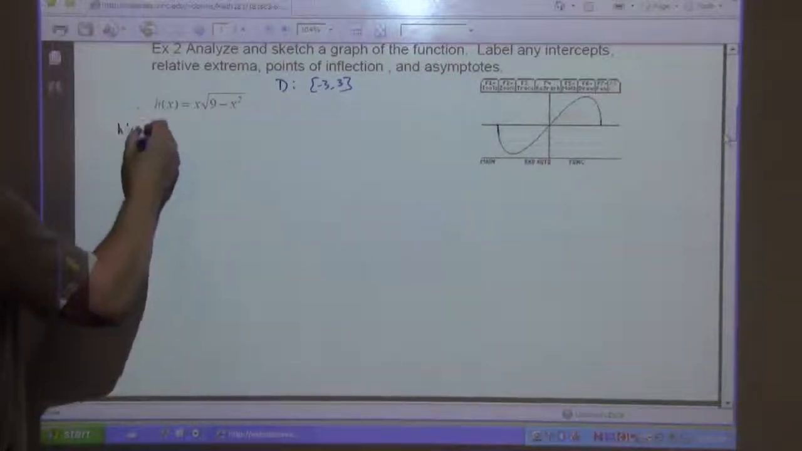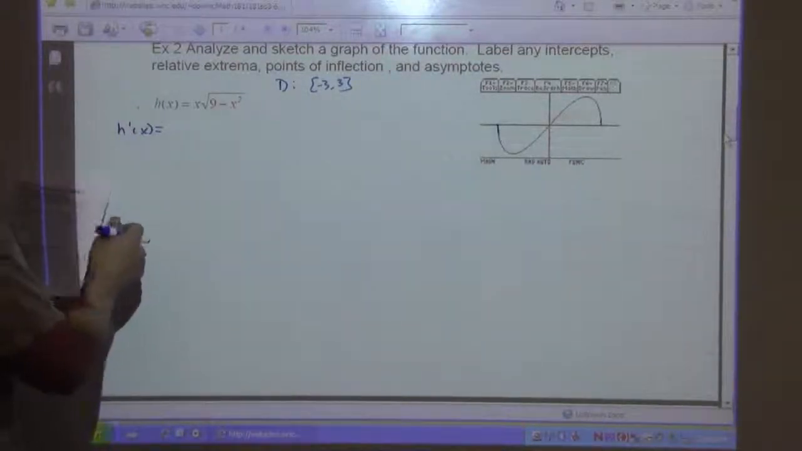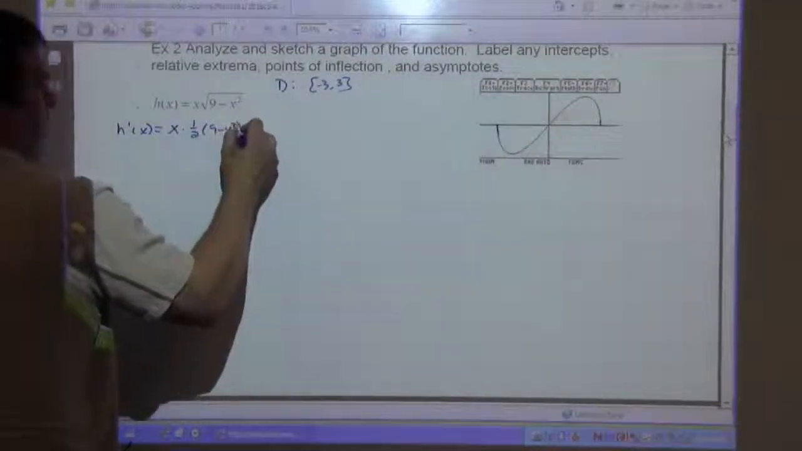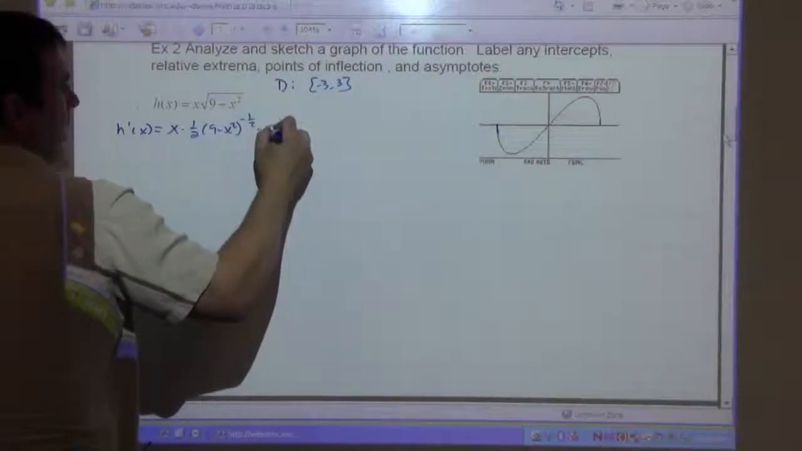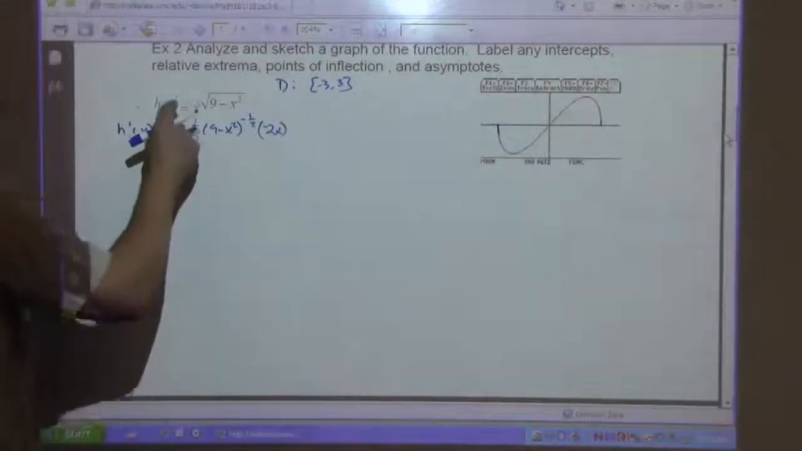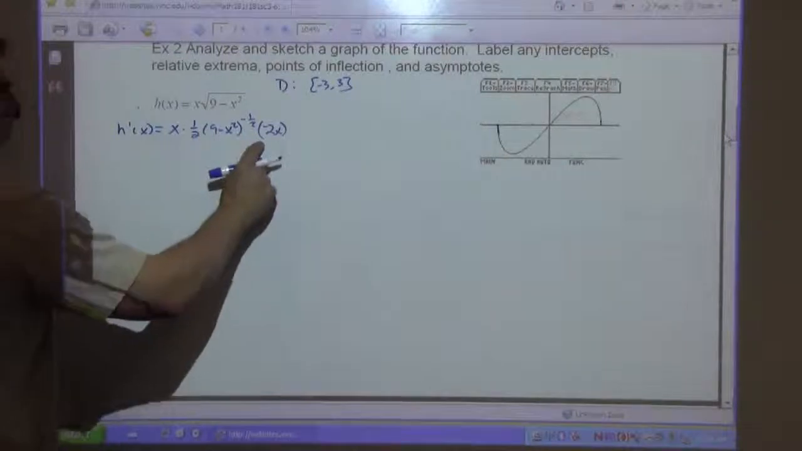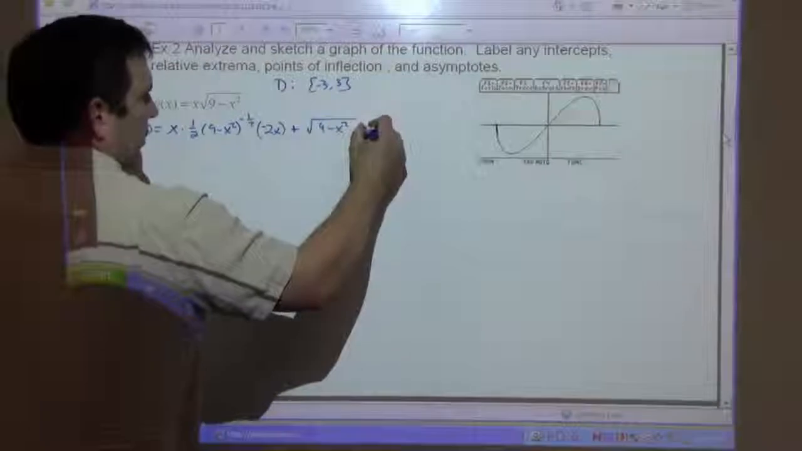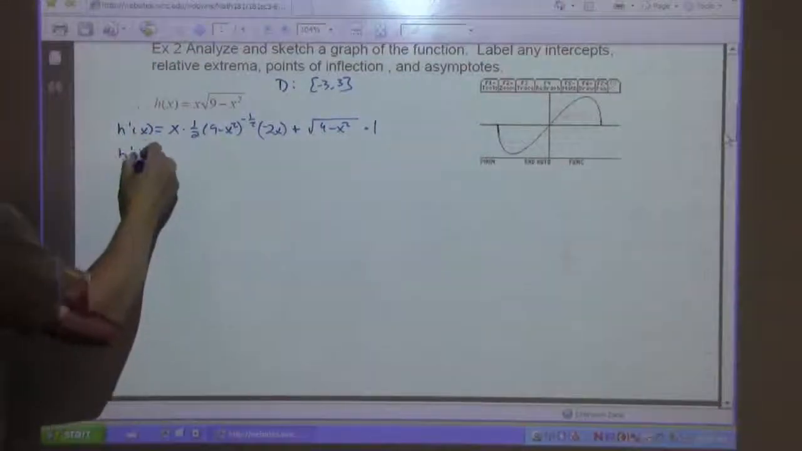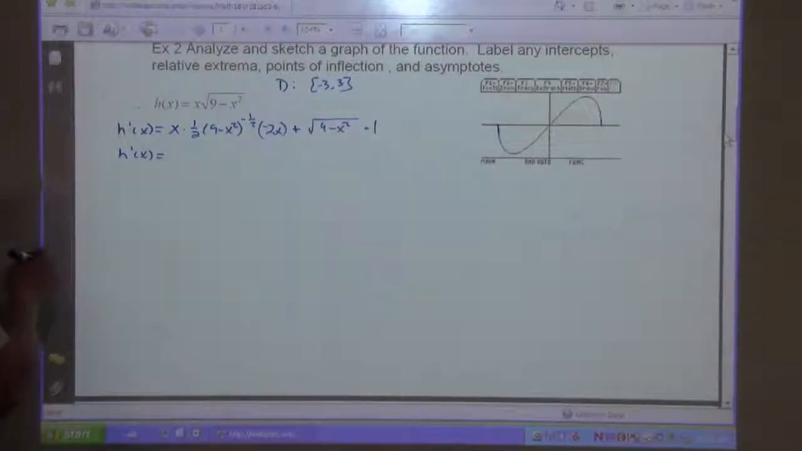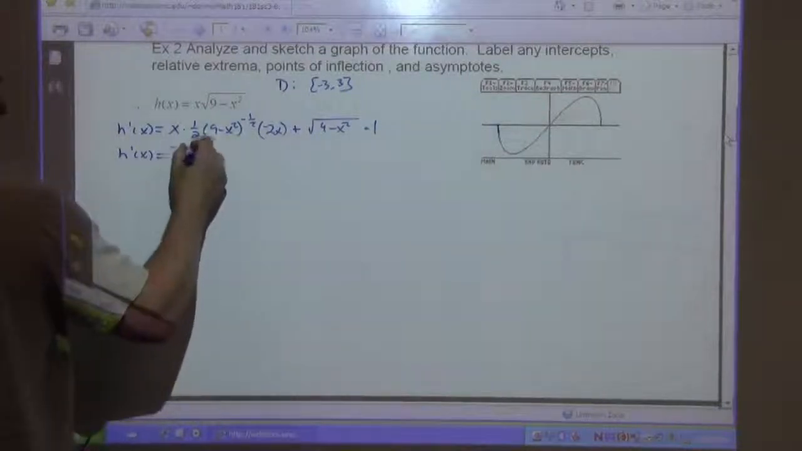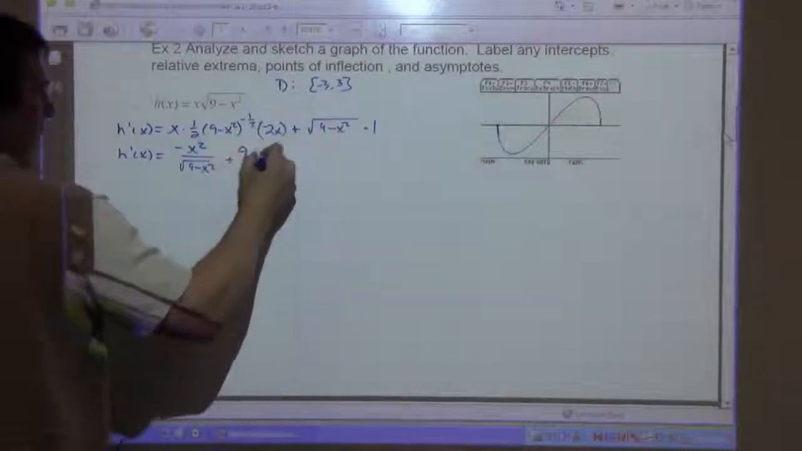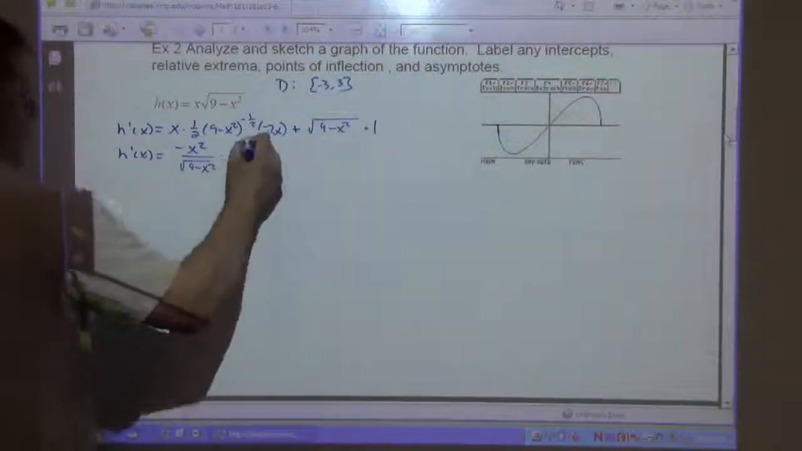Okay, so h prime of x is going to be what? x times 1/2 times 9 minus x squared to the negative 1/2 times negative 2x. So it's the first one times the derivative of the second one plus the second one times the derivative of the first. So h prime of x is going to be negative x squared over the square root of 9 minus x squared plus 9 minus x squared, square root of 9 minus x squared.